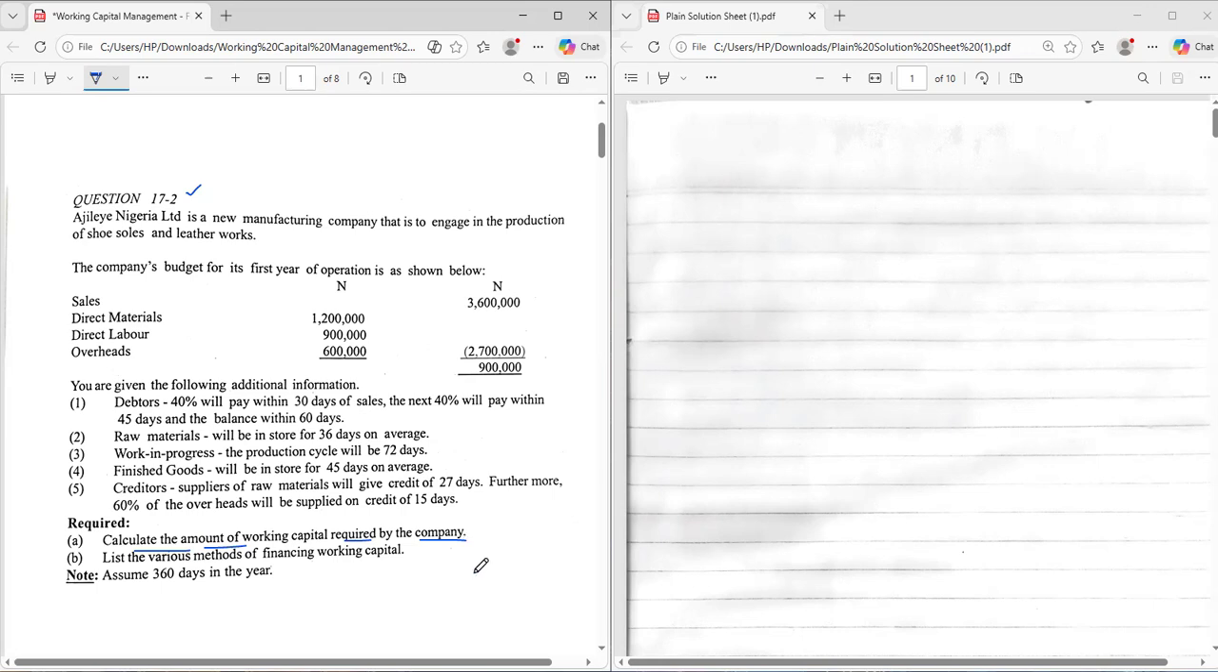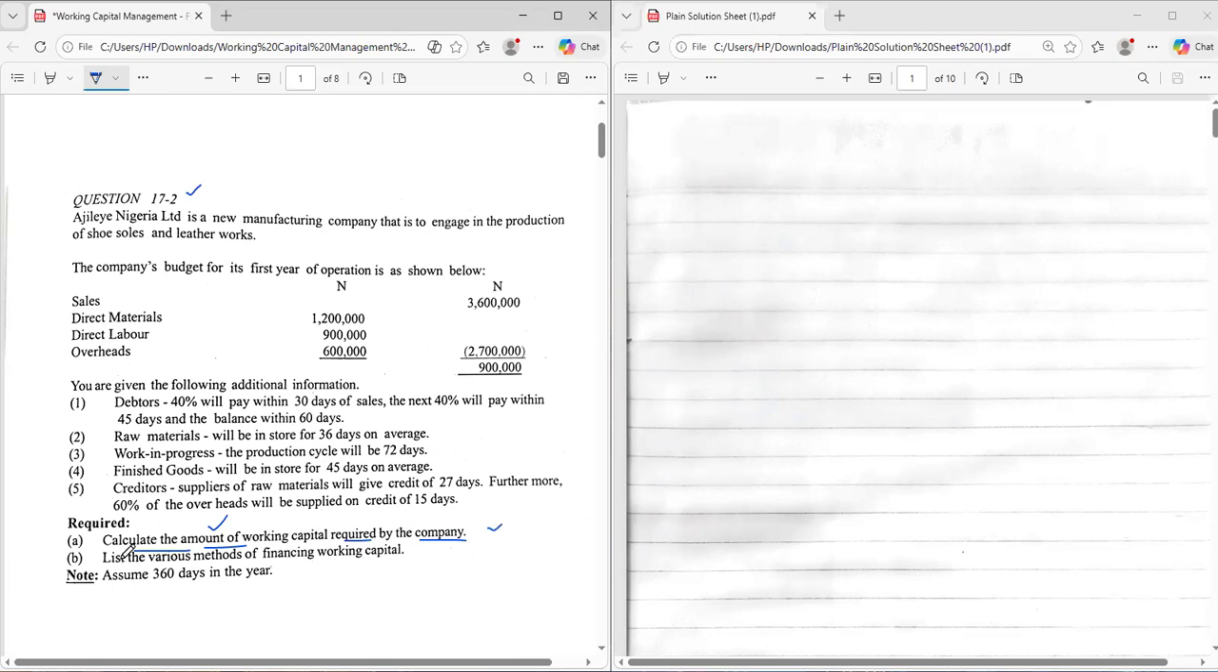But in today's example, it says calculate the amount of working capital required by the company. You know, working capital is the money we use for running day-to-day activities. So we want to know how much we need to run this company's day-to-day activities. Therefore, our answer in this one should be in currency, either in Naira, dollar, pounds, or CFA, depending on the question. So this is another way that a working capital question can come. We're going to do that in A.